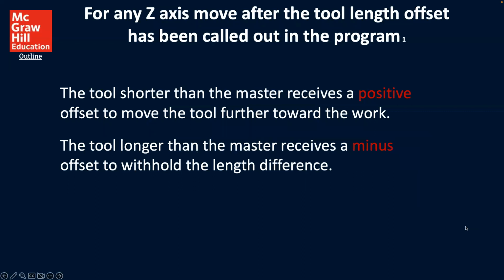For any Z-axis move after the tool length offset has been called out in the program, the tool shorter than the master receives a positive offset to move the tool further towards the work. The tool longer than the master receives a minus offset to withhold the length difference.